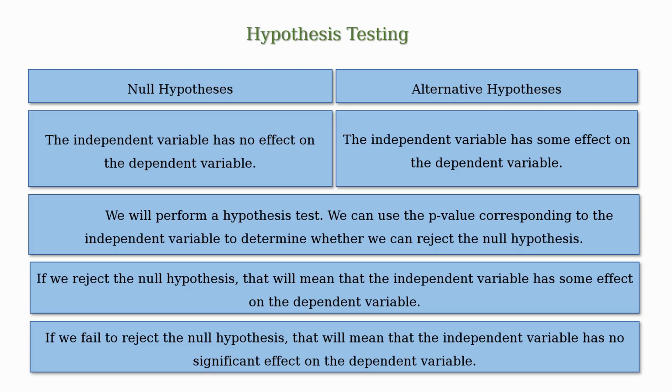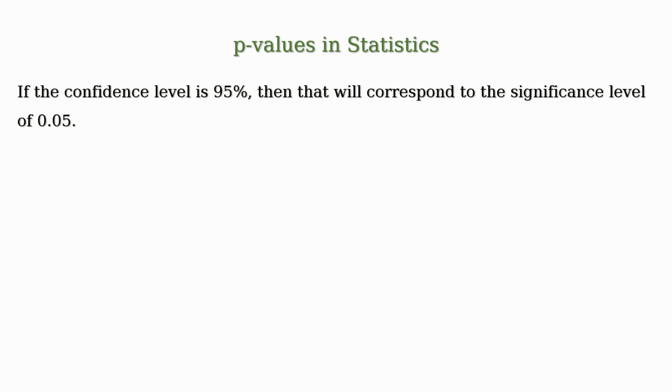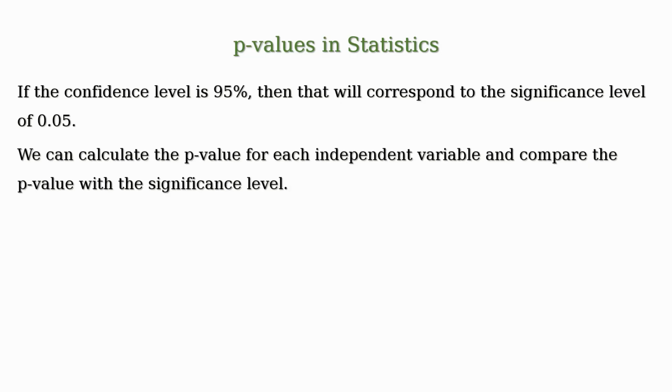on the dependent variable. Now, in our previous video, we discussed confidence intervals and significance level. The relevant link is provided in the description. We discussed that if the confidence level is 95%, then that will correspond to the significance level of 0.05. At this point, we can calculate the p-value for each independent variable and compare the p-value with the significance level.